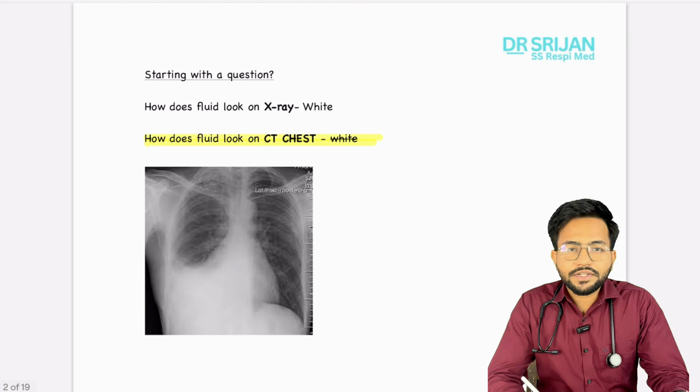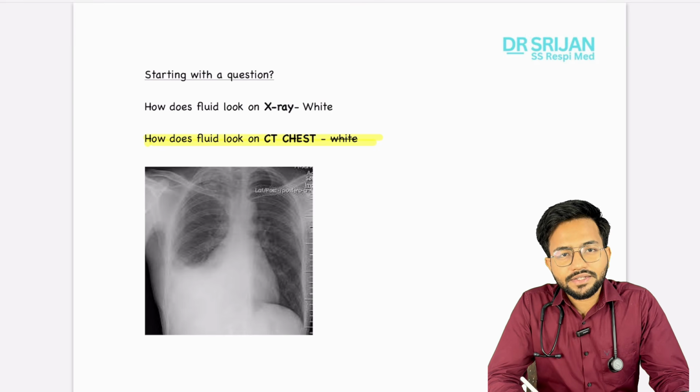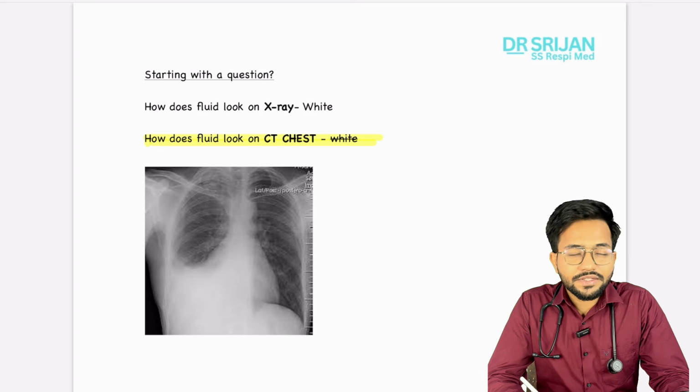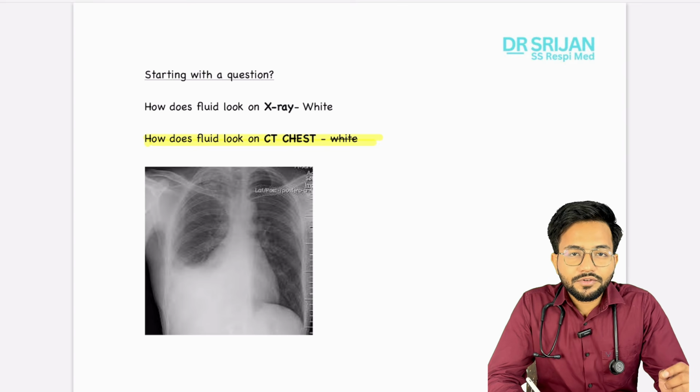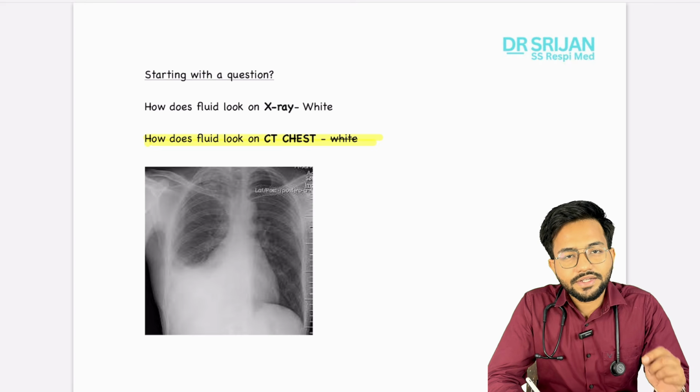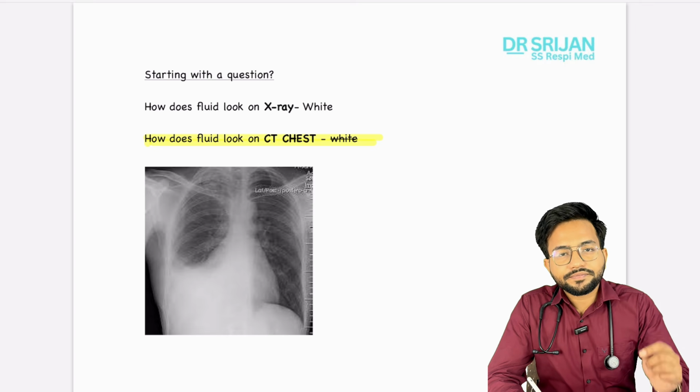I'd like to start with a question. How does fluid look in chest X-ray? I've already spoken about chest X-ray in great detail in my previous video. Thank you for all the love you have shown me. If you have not yet watched, please do go back and watch the video once you complete this video. So, coming back, how does fluid look in chest X-ray? In chest X-ray, fluid is always white in color, or it's opaque.